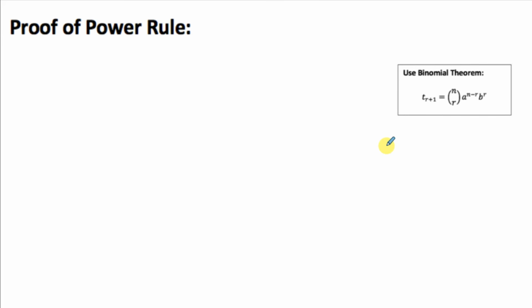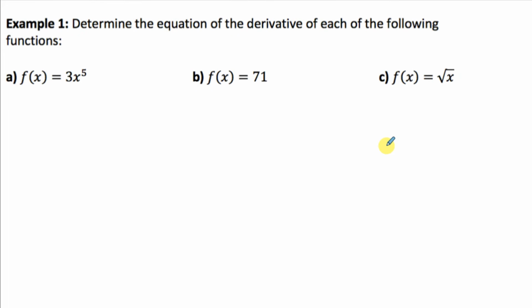It has to do with expanding binomials, and you probably learned in grade 11 how to use Pascal's triangle to do that. Binomial theorem is related to that. But regardless, it's a good idea to watch the proof just to know that it comes from somewhere. We're not just making up this power rule.